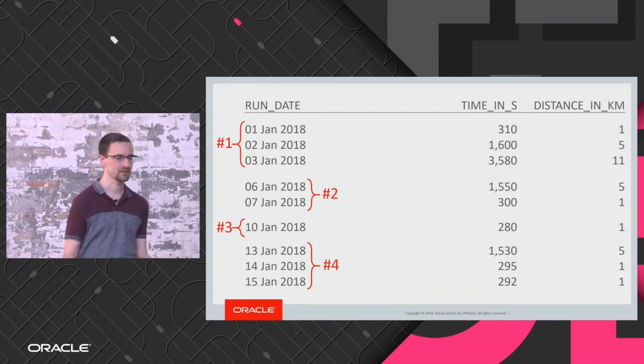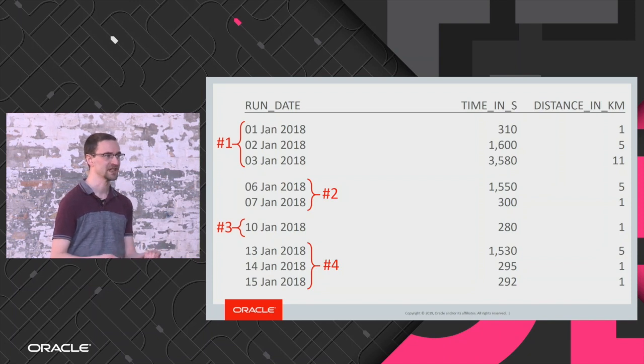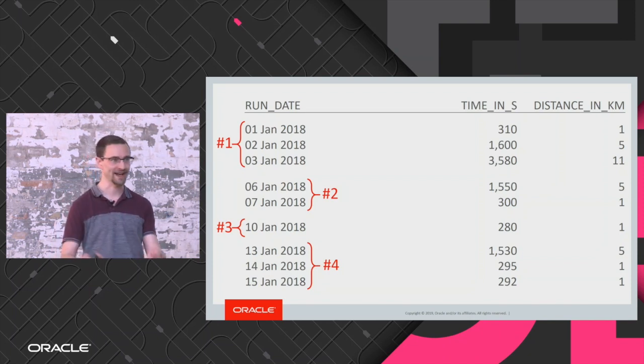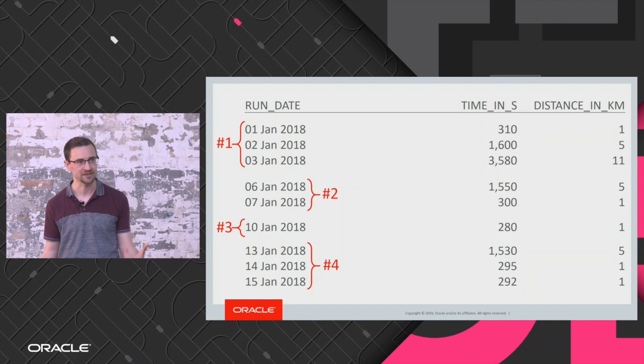So how do we do it? Well, the first question we need to answer is, how do we know if rows are actually consecutive? How do we know if values are consecutive?